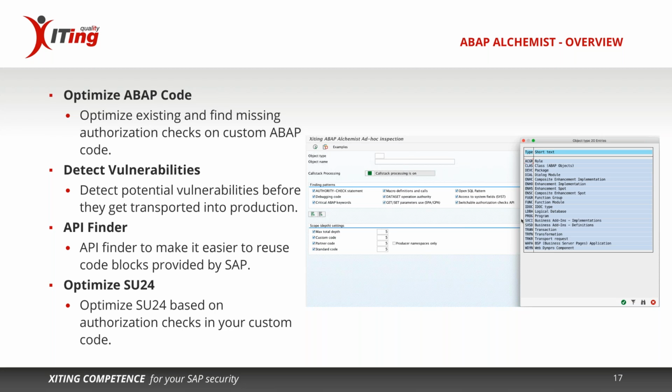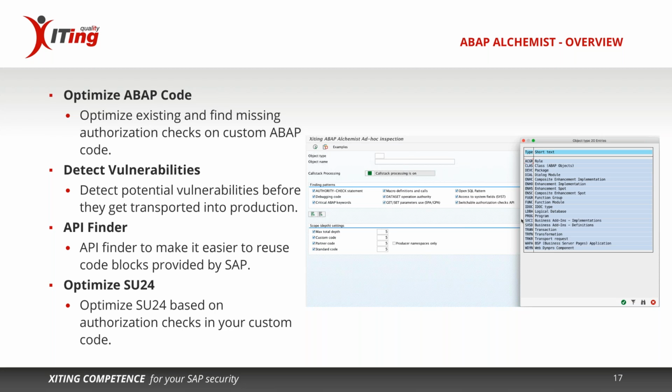Etc., etc. You can select the depth that you want to scan, so whenever one program jumps off to another one, we can follow that path up to a certain depth. You can pick the depth, but the higher that number, the longer the scan takes, for obvious reasons. And we use the ABAP Code Scanner very often for SU24 optimizations.